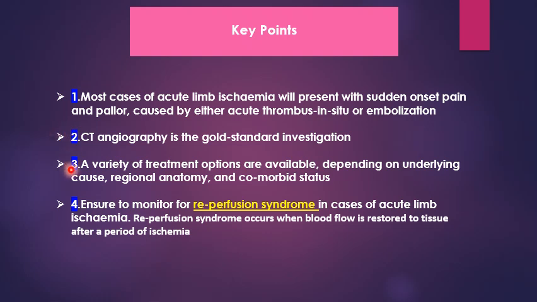A variety of treatment options are available, depending on the underlying cause, regional anatomy, and comorbid status of the patient. It is important to monitor for reperfusion syndrome in cases of acute limb ischemia. So for those patients whom you reperfuse by surgery or medical means, you must be prepared to monitor for the development of reperfusion syndrome. Reperfusion syndrome occurs when the blood flow is restored to tissues after a period of ischemia.